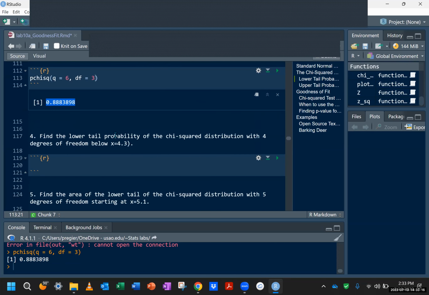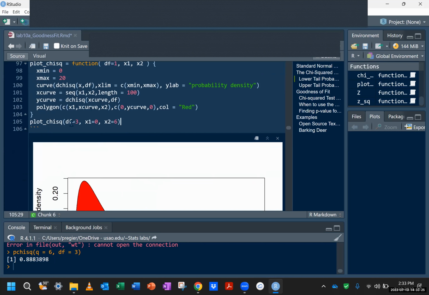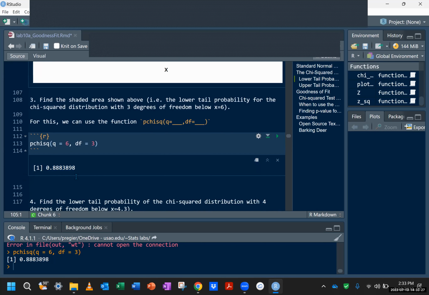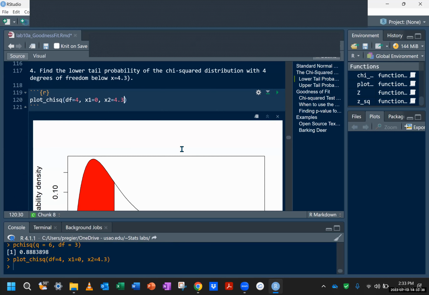So now your job is to find the lower tail probability of the chi-squared of 4 degrees of freedom with everything below 4.3. So if you want, you could plot that just to kind of see what I'm saying. We got a chi-squared with 4 degrees of freedom. Now I want to know everything below 4.3. So that's the area I'm looking for.